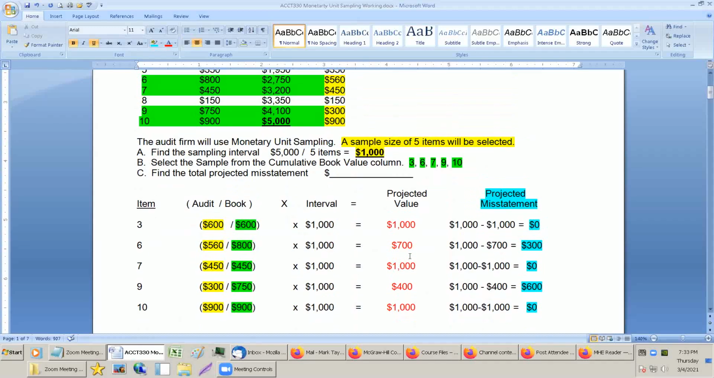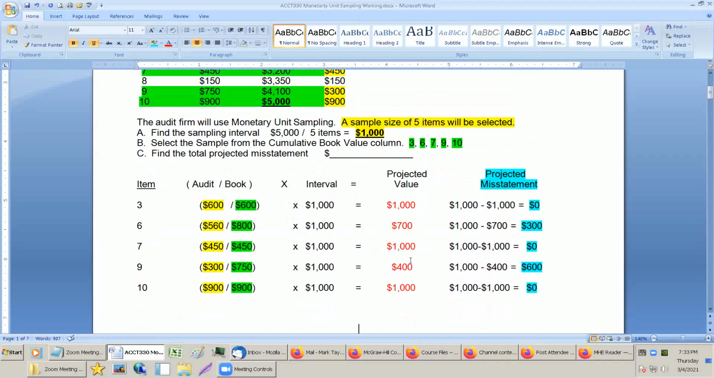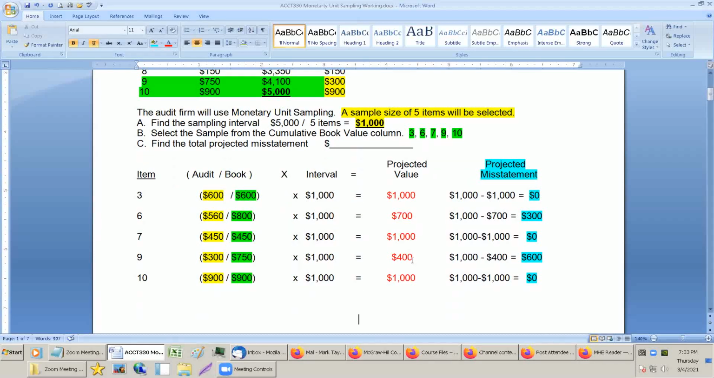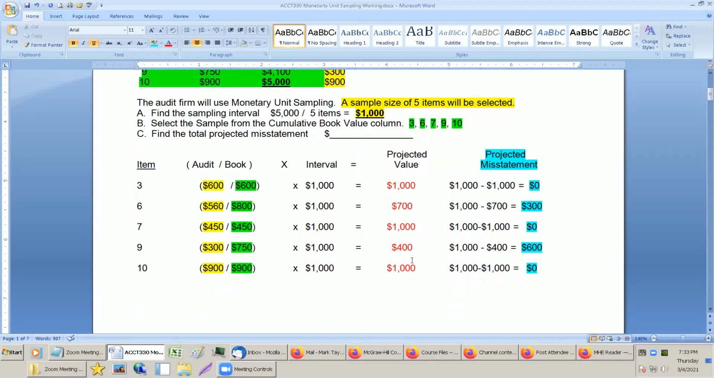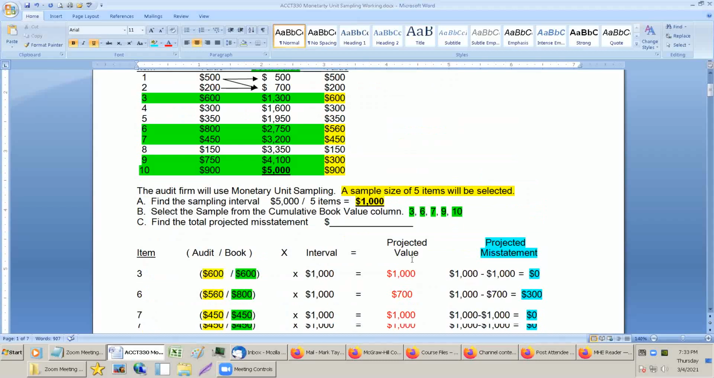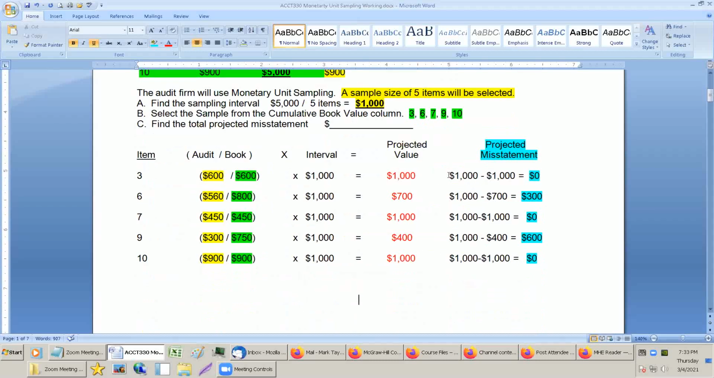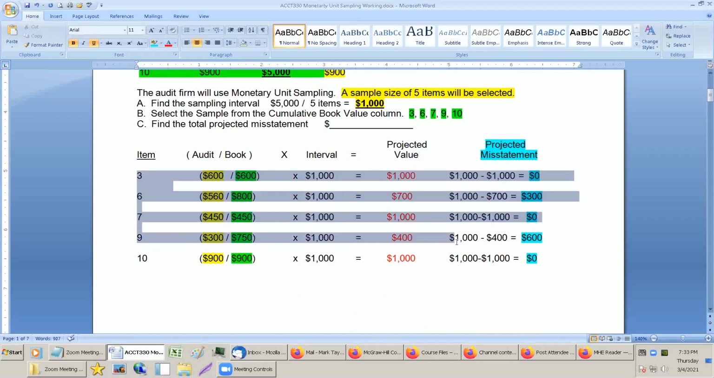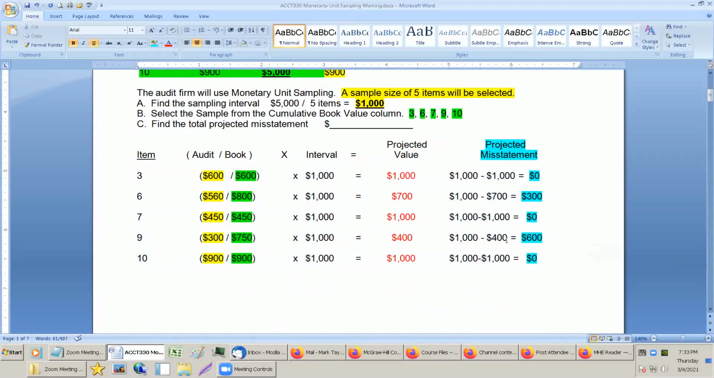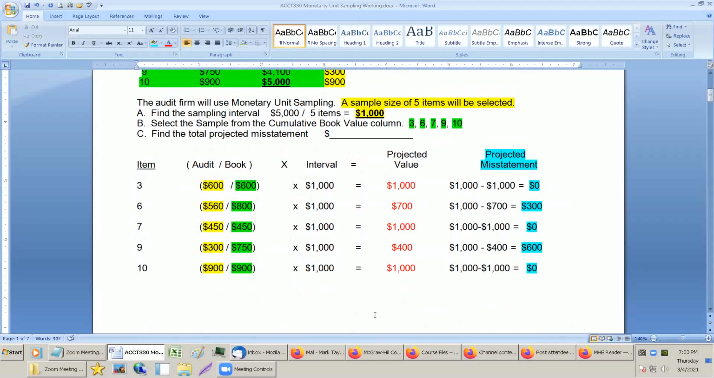Okay, so this is kind of the idea behind probability proportional to size. And you kind of notice something here, and that is that I made this a little more exciting than usual. There's only 5 items, and I made 2 of them bad. So if you ever audited something and 40% of the stuff was wrong, you'd throw a fit. But the idea is, okay, what would be the projected value of this thing?